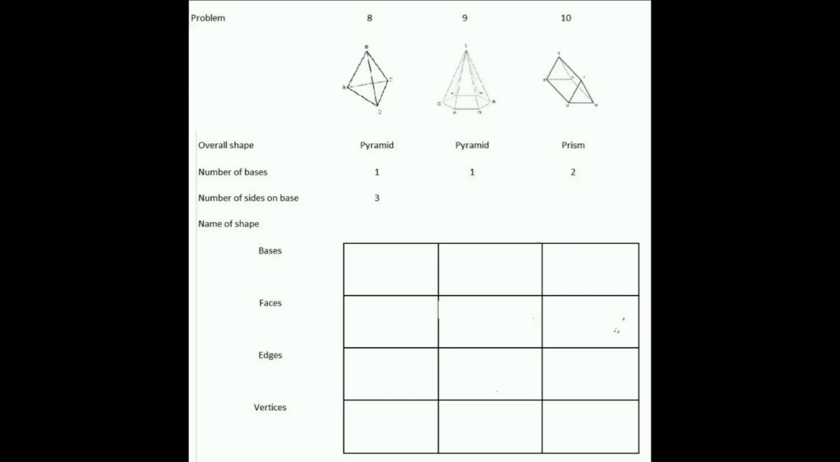Our number of sides on our base, we have 3 sides on our pyramid for number 8. We have 6 sides for number 9. We have 3 sides on each of our bases for that prism. So when we name our shape, for number 8, we have a triangular pyramid. For number 9, we have a hexagonal pyramid. Remember, a hexagon is a shape with 6 sides, and we have a triangular prism. Now we get to look at each shape in detail. So let's start with number 8, our triangular pyramid.